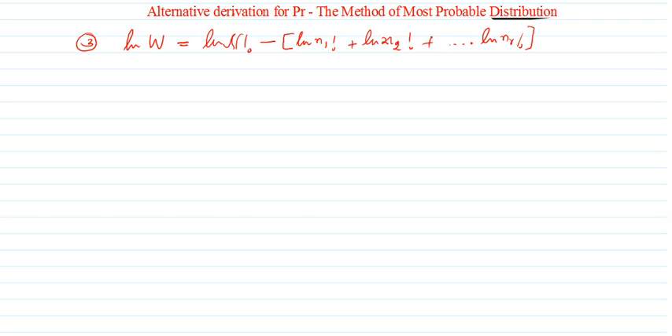Now can you just simplify this one? It can be simplified like this: you can write log of N factorial, of course, I'm trying to write the curly letter N, minus all these terms put together, which I can take as a summation. Sum over r of log of n_r factorial. What is this r? The r value runs from 1, 2, 3, 4, etc.